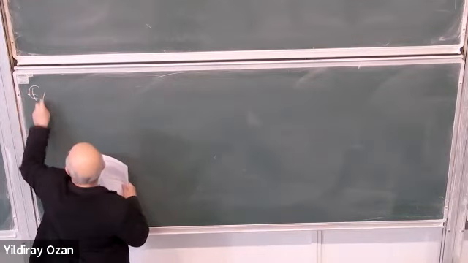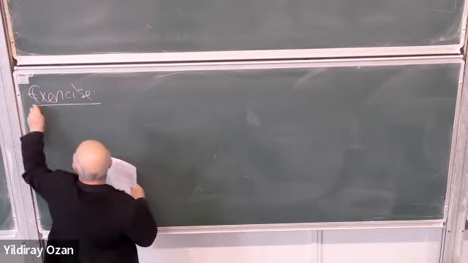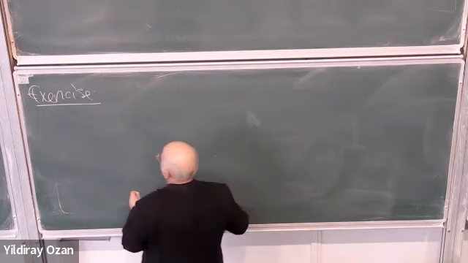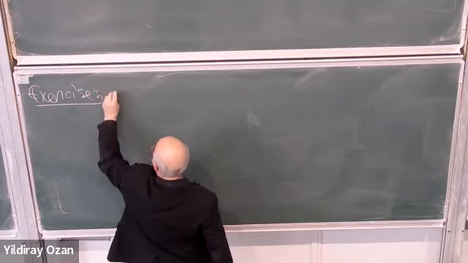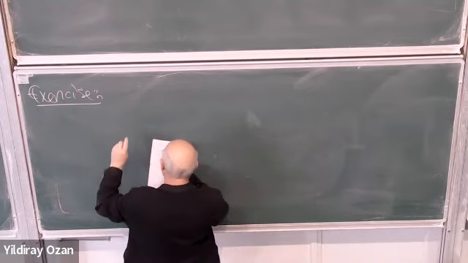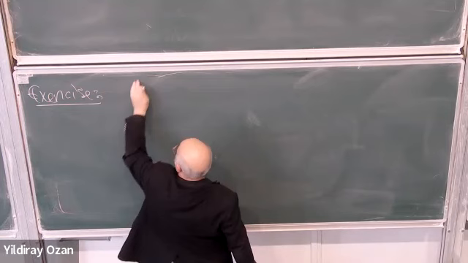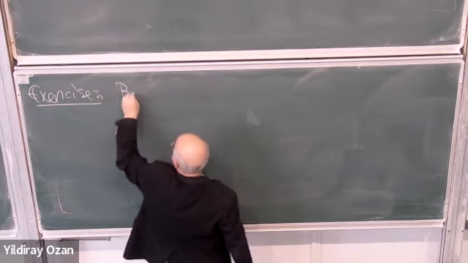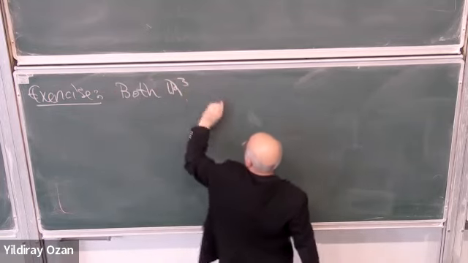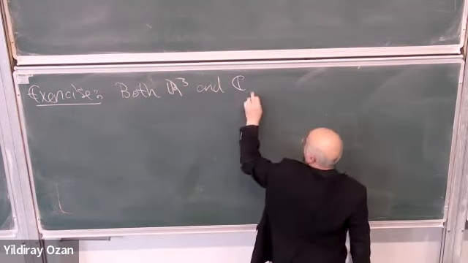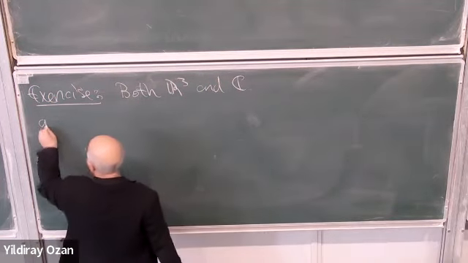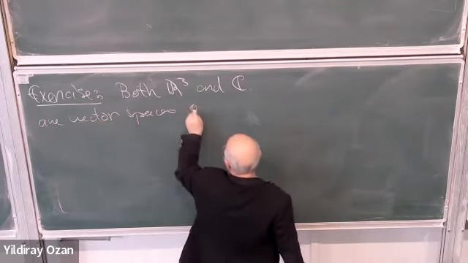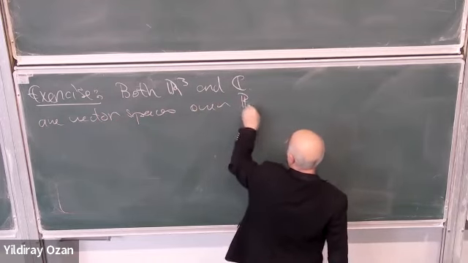Okay, so an exercise. For example, consider this gadget. Both R3 and C, the complex numbers, are vector spaces over R, over the field R.